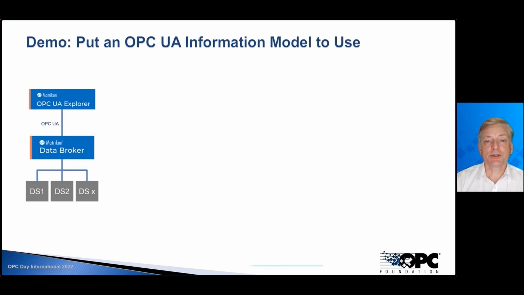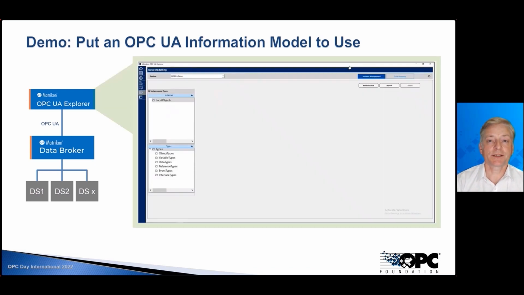Okay, so for the demonstration that I'm going to run in this session, I will use Matricon software. We're going to be talking to a Matricon data broker, which is the key component that actually allows you to read in those information models, the node set files, and then lets you map them to various data sources so you can start using the model. We'll be using OPC UA Explorer as the GUI, as the interface. And what that will look like is like that.